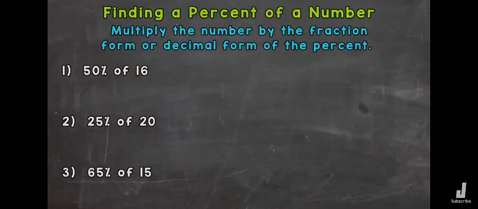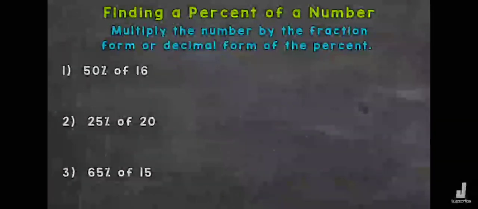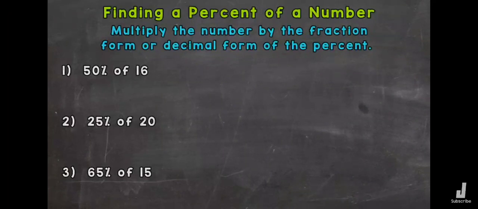In this video, I'm going to cover finding a percent of a number. And we are going to do that by multiplying the number by the fraction form or decimal form of the percent. And as you can see, there are three examples that we're going to go through together in order to get this down. So let's jump right into number one, where we have 50% of 16.